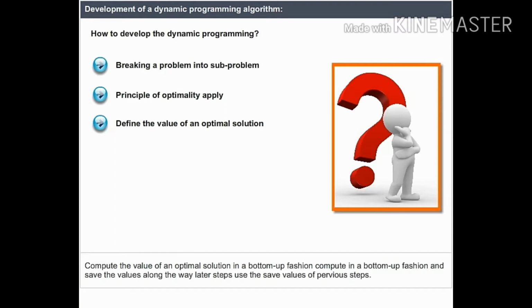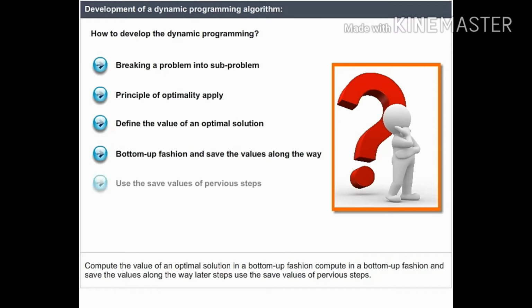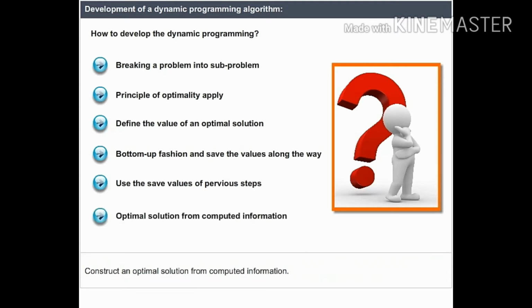Compute the value of an optimal solution in a bottom-up fashion. Compute bottom-up and save the values along the way. Later steps use the saved values of previous steps. Construct an optimal solution from the computed information.